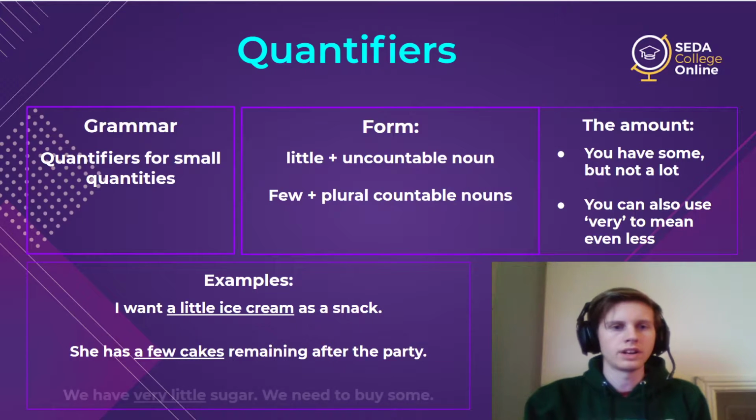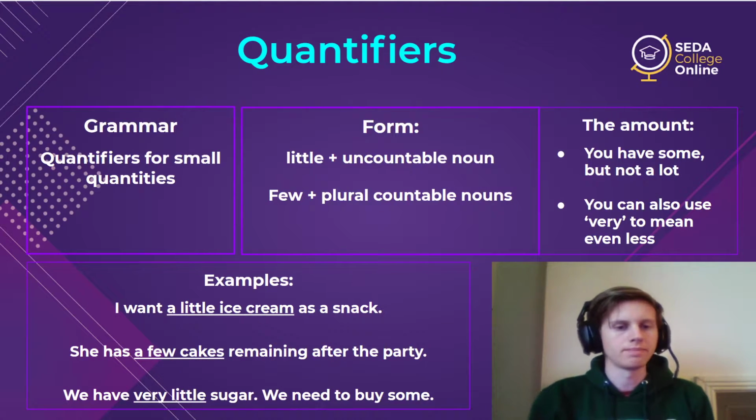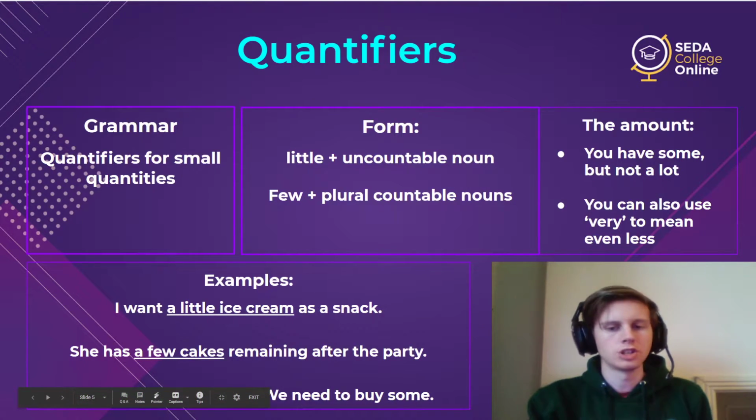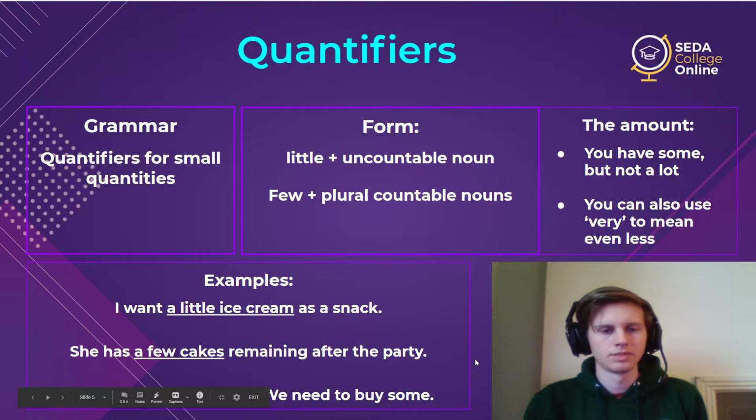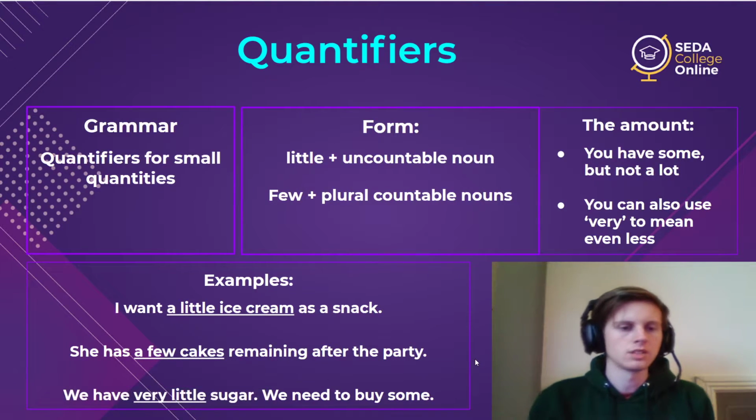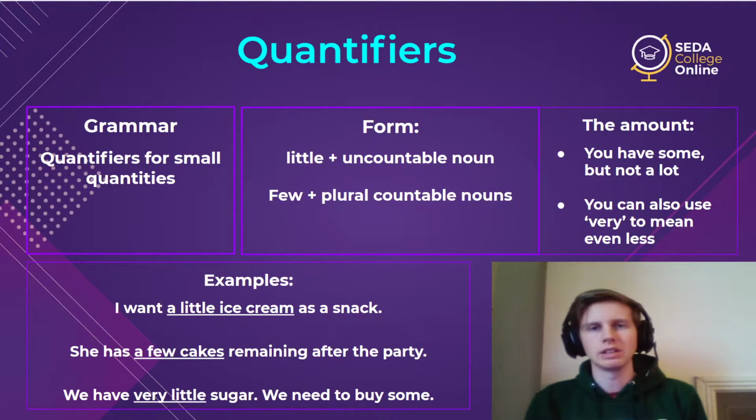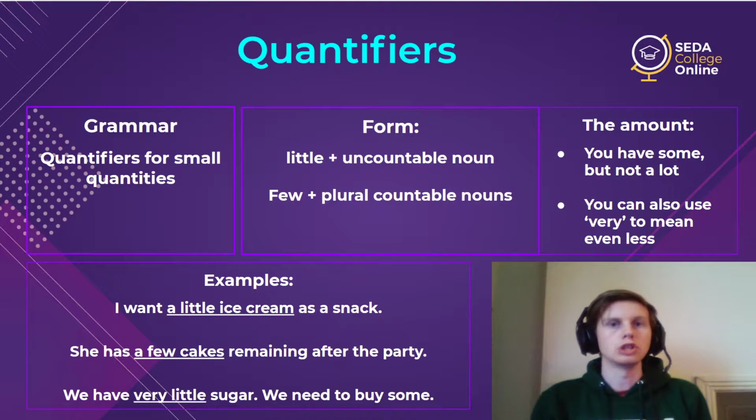Let's look at quantifiers for a large amount. Oh, sorry. I also have one showing the next example for sugar. So we have very little sugar. We need to buy some. So very little is the idea that it's too little. There is a problem. All right.